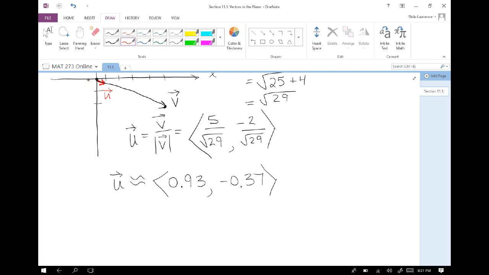Now, if we like the direction of vector v and we just don't want its magnitude having any effect on our calculation, we have to shrink it down to that unit vector. This unit vector, you can check, should have a magnitude of 1. So if we find the magnitude of u, that means we want to square the components and then add them together.